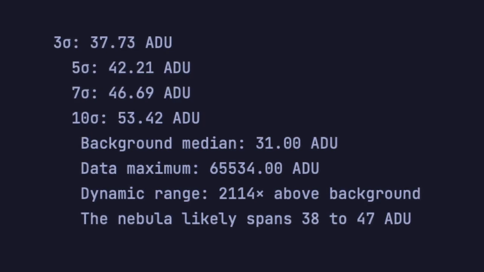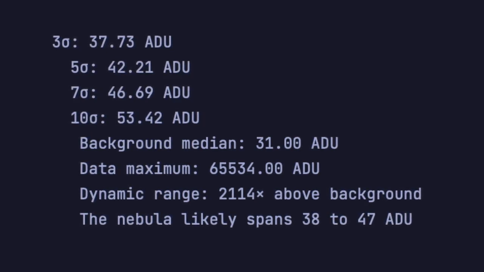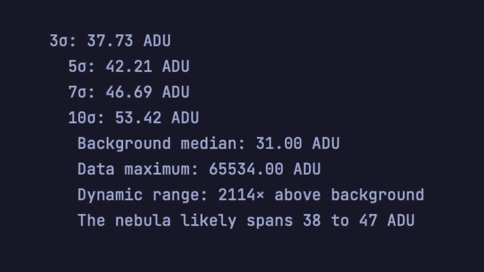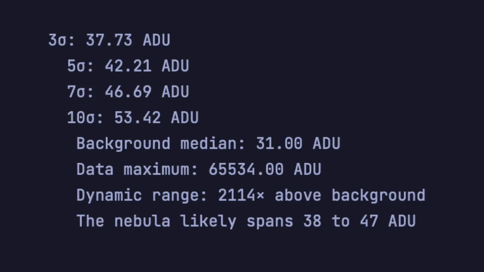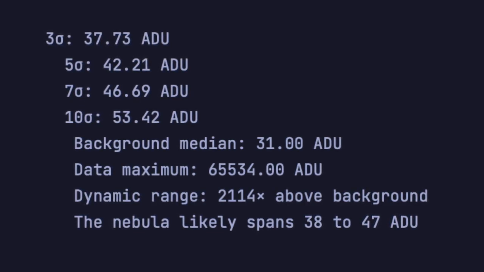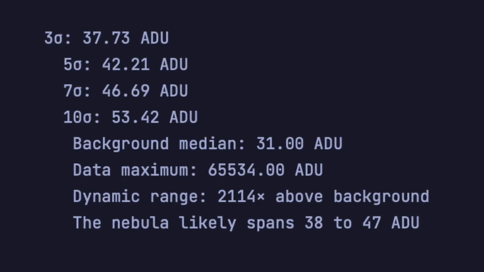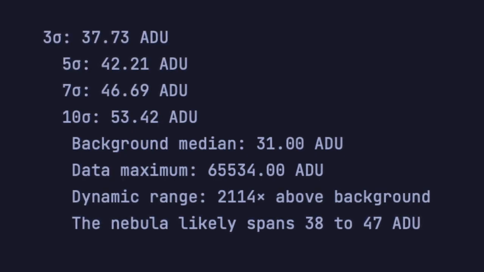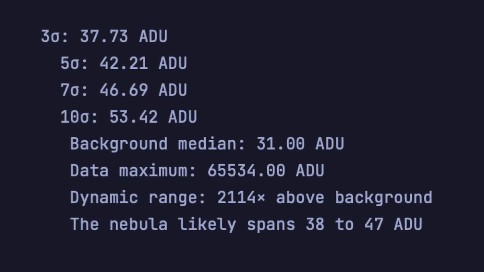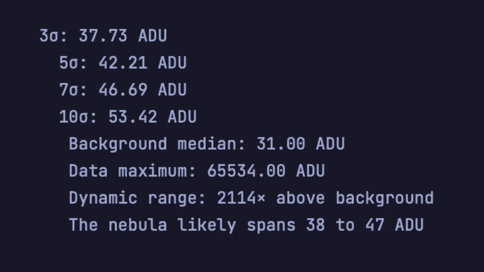The Crab Nebula's pulsar and bright filaments are intense. The faint outer edges of the nebula probably live around 38 to 47 ADU, barely above the noise floor. This is why careful background subtraction matters so much. A few ADU of error could make the nebula appear 20 times larger or smaller. We'll use the 3 sigma threshold to capture the full extent of the nebula, including its faintest wisps.